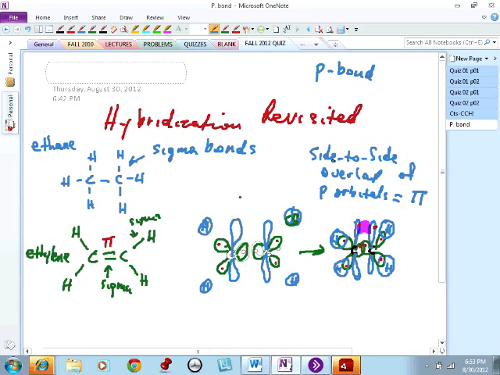The reason I want to bring this up, when we get to chemical reaction, we are going to begin to see the consequence of the pi bonding. Yes, you have a question?